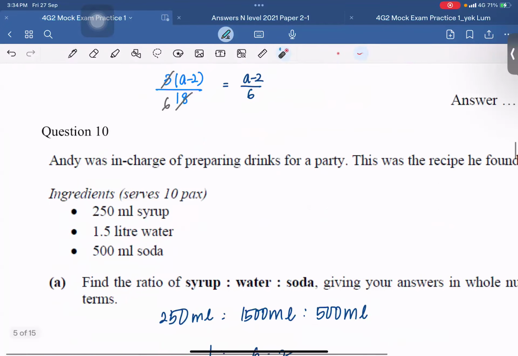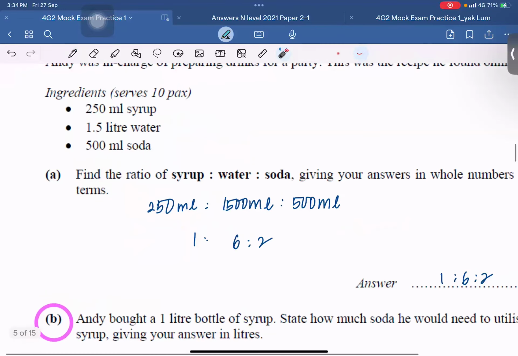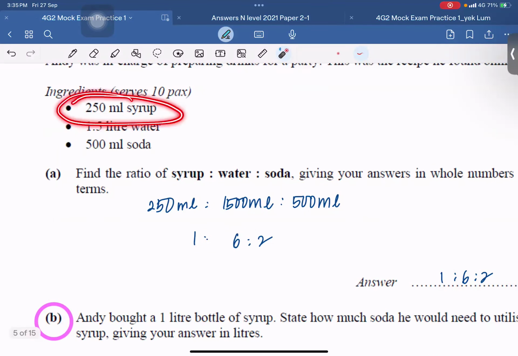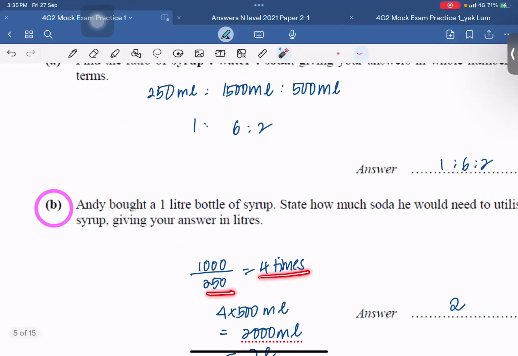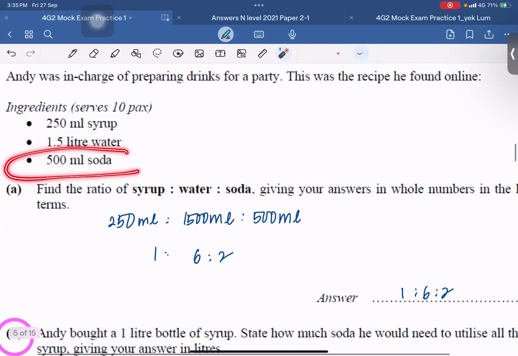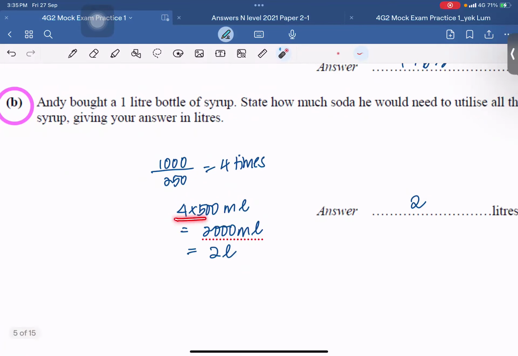Okay, next one. This one most of you are able to do. Okay, Lynn had a request for this question. I have a 1 liter bottle of syrup, but you notice syrup is only 25 ml per mixture that I mix. So if I have 1 liter, how many times can I make such a mixture? I can make 4 times. And then if I have 4 times, that means I also need 4 times the soda water to mix with the syrup, to use up everything. So I take 4 times 500, gives me 2 liters.